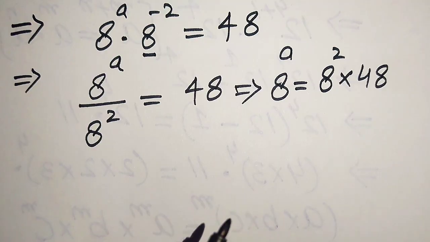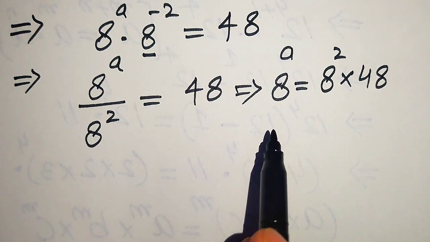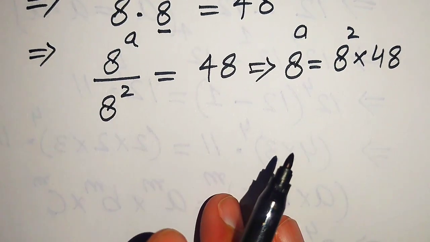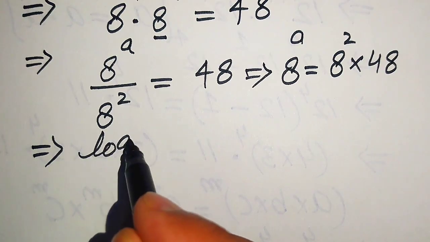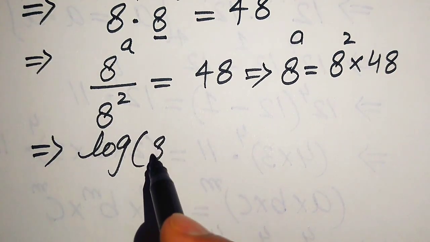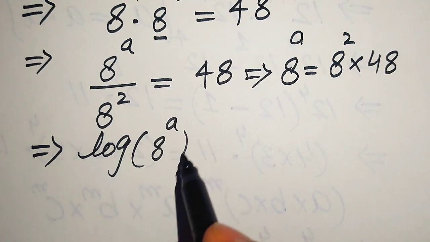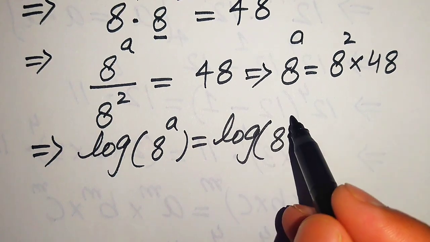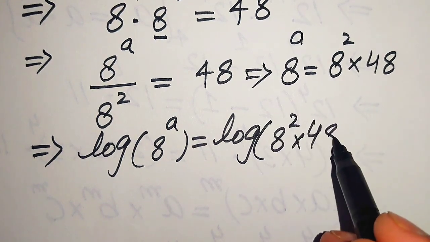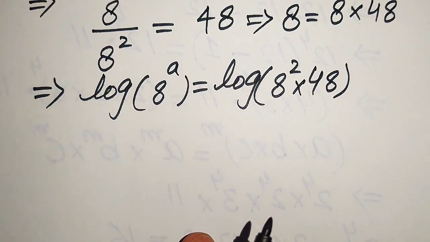And now in the next step, in order to simplify the terms and find the value of a, we need to take the log on both of the sides, and it will be written as log of 8 to the power of a equals log of 8 square multiplied by 48.